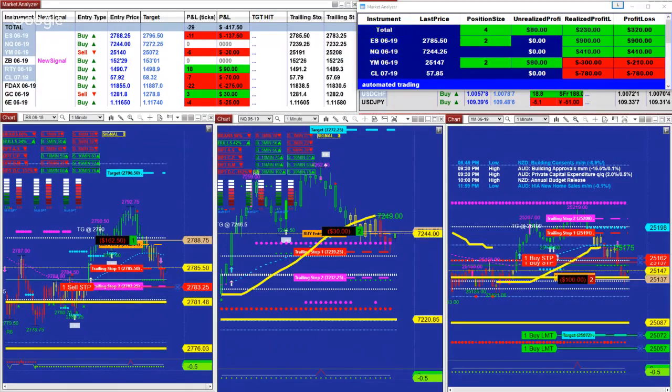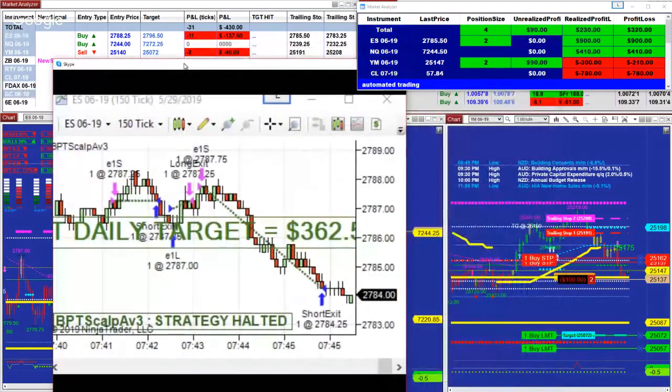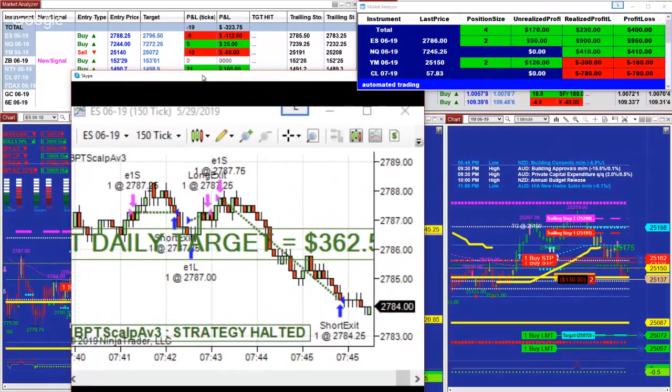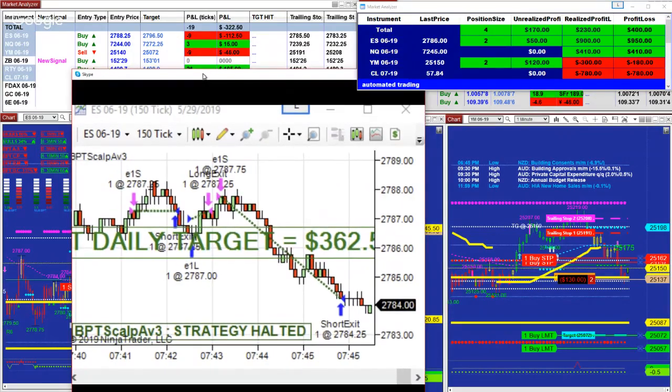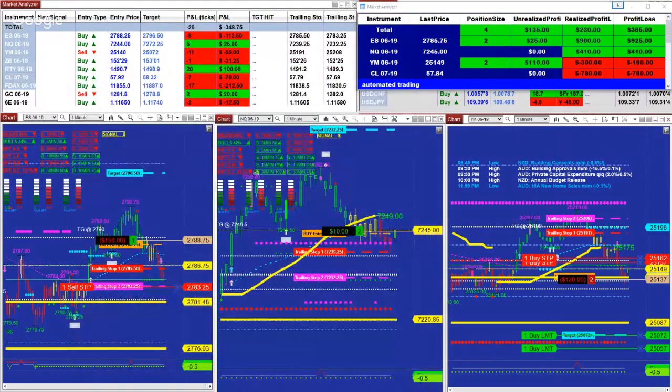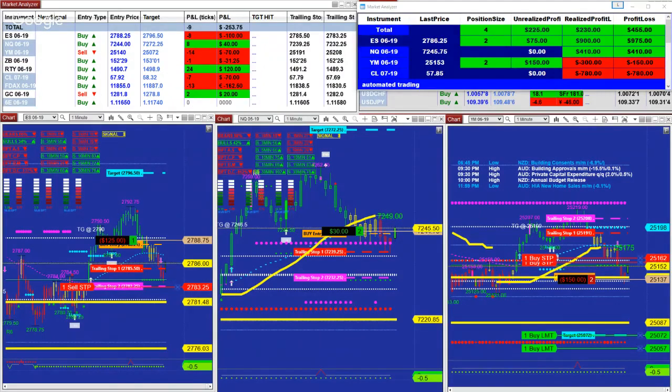And here is a gentleman who hit the target on a very modest 362 target. Thank you very much. ES, 150 ticks. He made it. Good. You know, $200 a day, this is $50,000 a year. But there is nothing that comes easy.